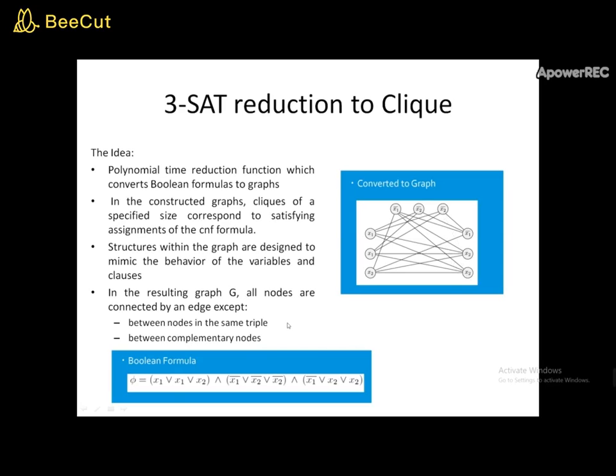So leaving these two rules alone, without drawing any edges for these two cases, all the other nodes must be connected. That is how you first of all convert the given Boolean expression into a graph. After the graph is constructed, we now have to find a clique of this graph.